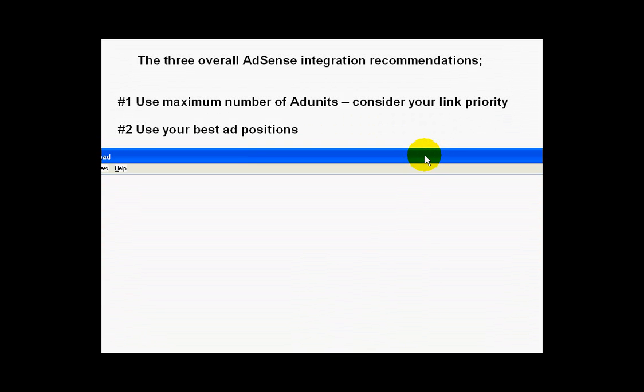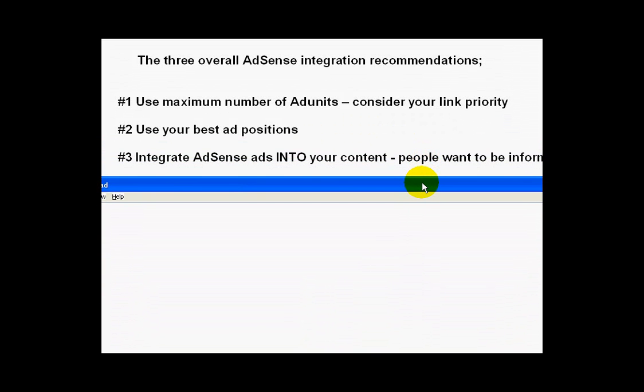So recommendation number 3 is to remember that people want to be informed and not sold to. So I'll show you several crucial techniques to accomplish just this. Now those are the 3 overall recommendations that you need to keep in mind.